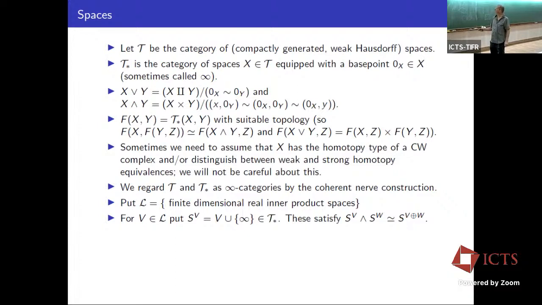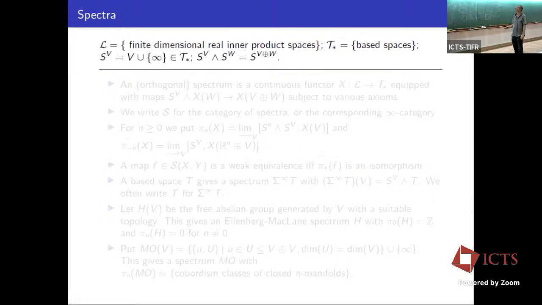Okay, so for any such thing, we have a sphere. You take the one-point compactification, V union infinity, and we take infinity as the base point, so that's our sphere S^V. If V is dimension n, then S^V is homeomorphic to the standard n-sphere. And the way the smash products work, S^V smashed with S^W is the same thing as S^(V+W).